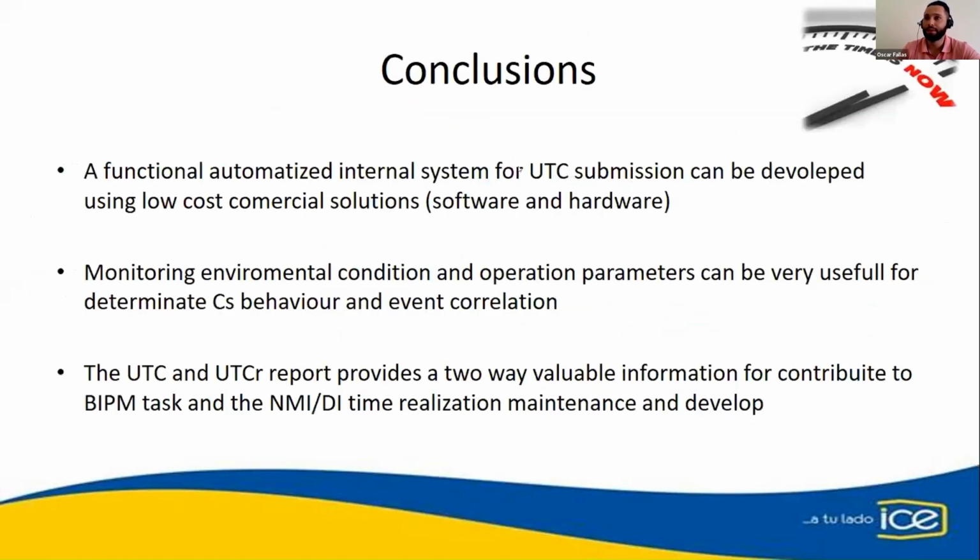So finally, we can conclude that a functional automatized internal system for UTC submission can be developed using low-cost commercial solutions. We can use open or free software and very cheap equipment. Monitoring environmental conditions and operation parameters can be very useful for determining cesium behavior and event correlation. In the daily maintenance, this is a very important tool to consider.